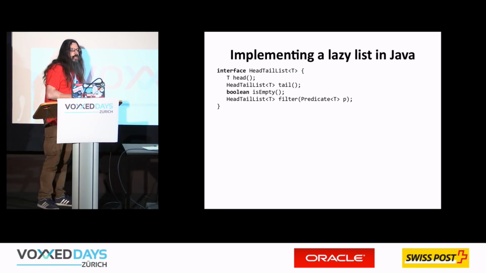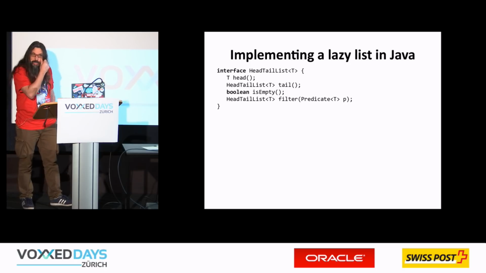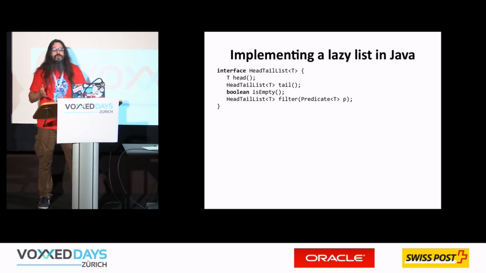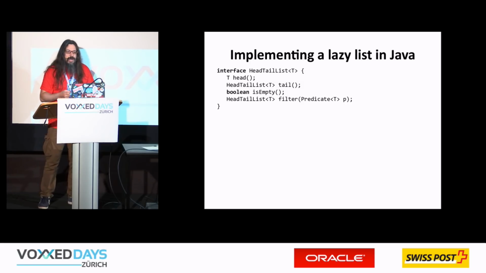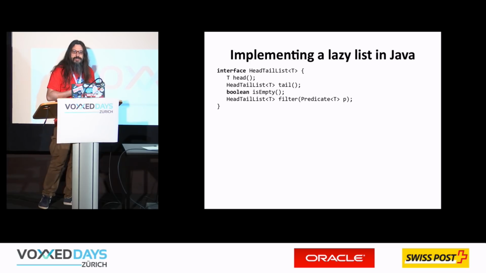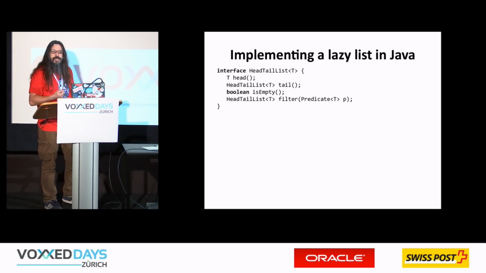Okay, but this doesn't mean that we cannot achieve the same result in Java. So let's try to create a different data structure that is lazier than the stream. Okay, it is a list.